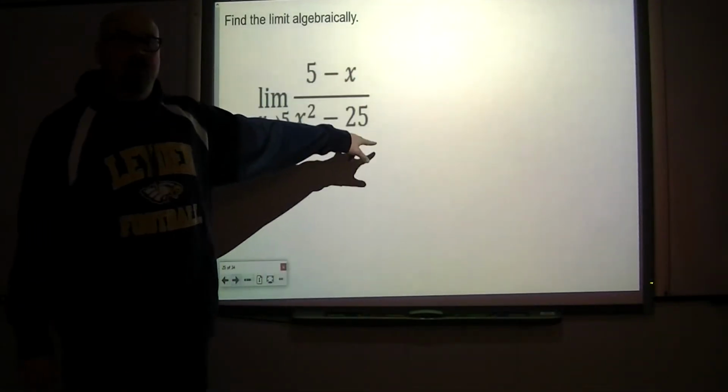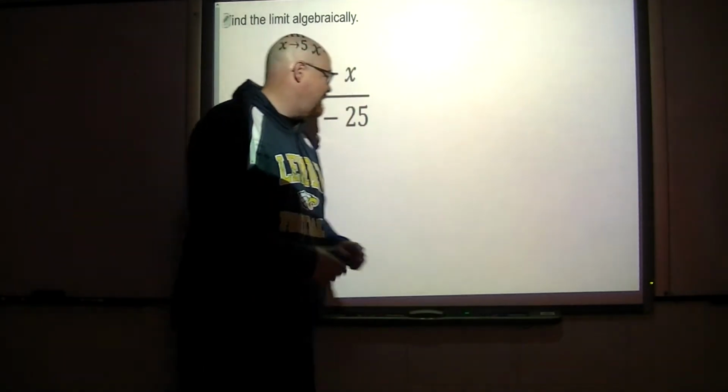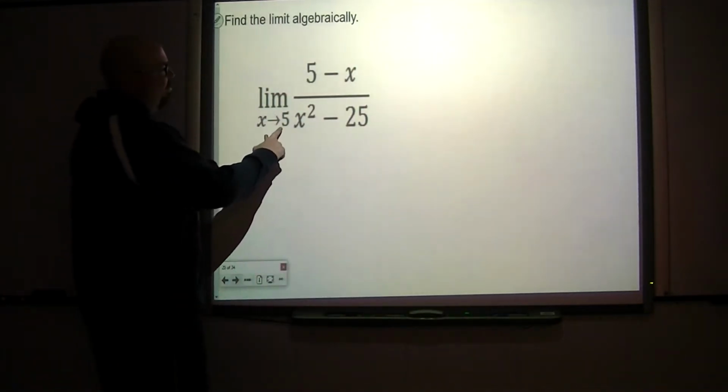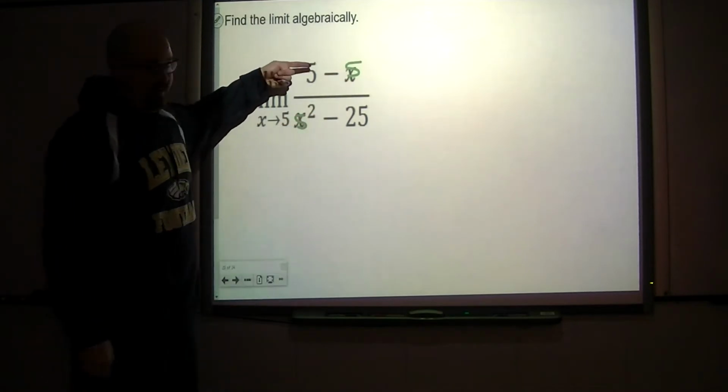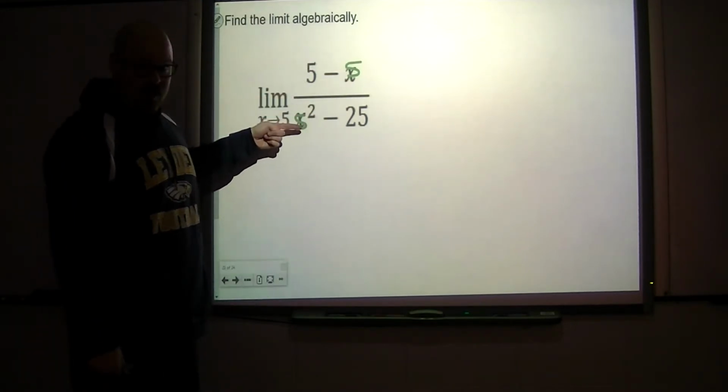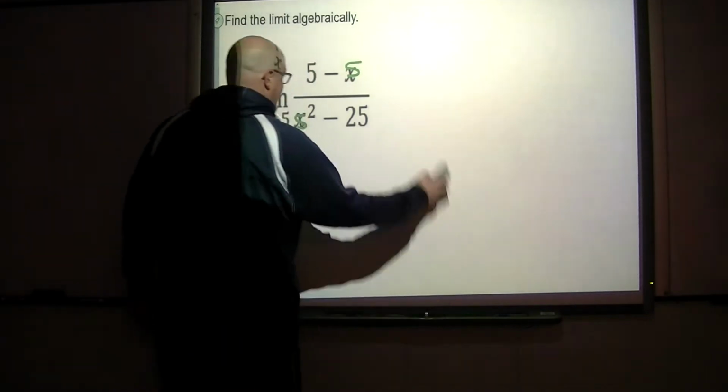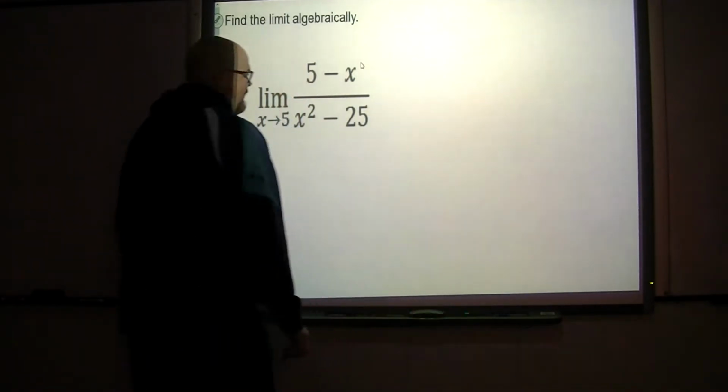Look familiar? Maybe you see where this is headed? Let's find out. I'm going to do the limit as x approaches 5. If I put a 5 here and a 5 here, what are we going to get on top? 0. What are we going to get on bottom? 0. Okay? Which means this can be simplified.